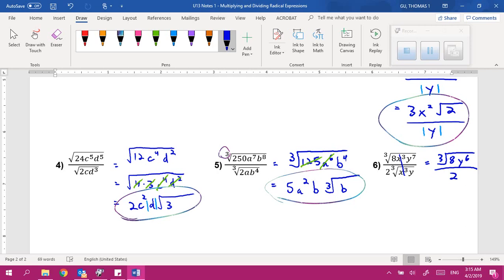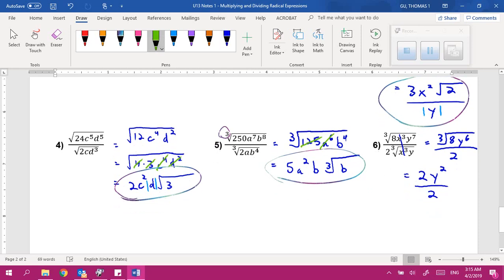Okay, so now what is the cube root of 8? That's 2. And y to the 6th, so if I take 6 divided by 3, that gives me 2. So y squared, nothing's left on the inside of the radical, over 2. And so now I can reduce by canceling out the 2's. And that leaves my answer as y squared.